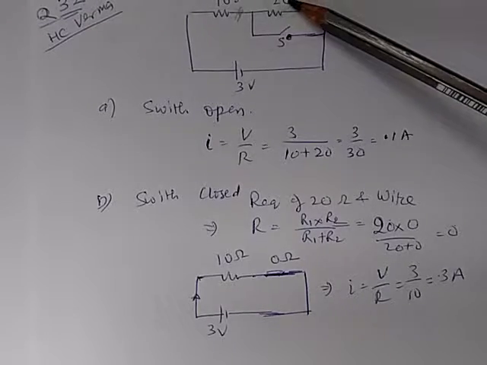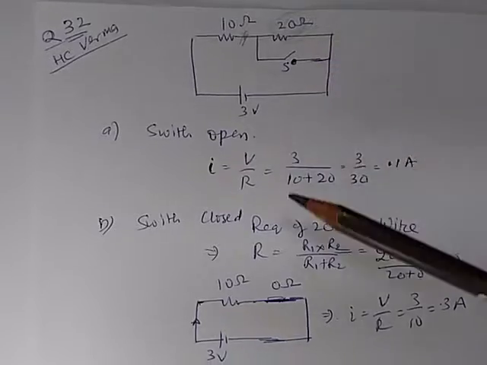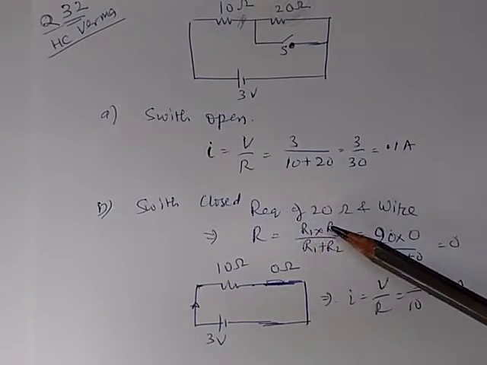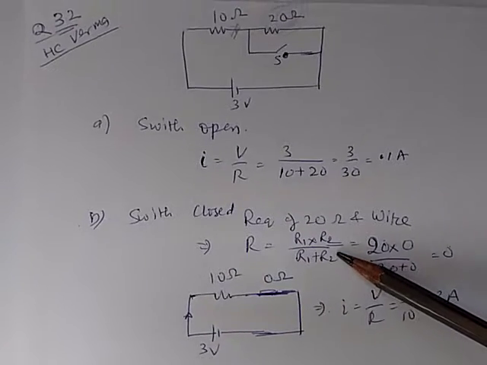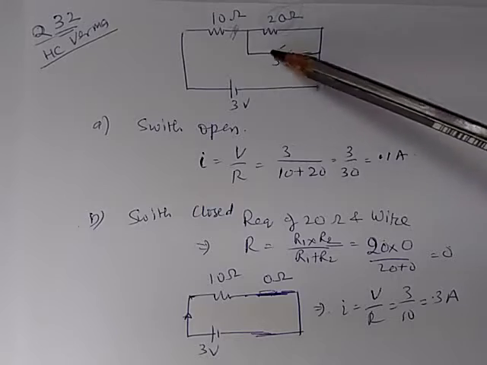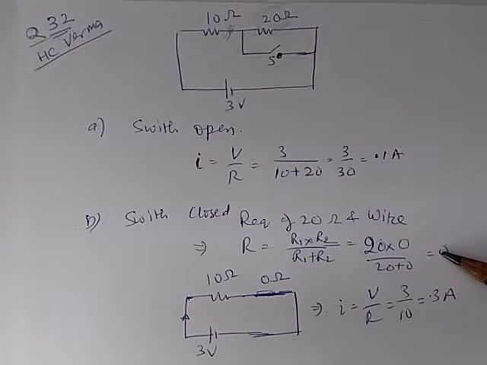Assume that there is a 20 ohm resistor. Think that this 20 ohm resistor and a 0 ohm resistor are in parallel. And if we want to find out the equivalent resistance, then R is given by R1 into R2 divided by R1 plus R2. R1 is 20 ohm, R2 is 0 ohm. When we close the switch, it's like a 0 ohm resistor: 0 divided by 20 plus 0 is equal to 0.